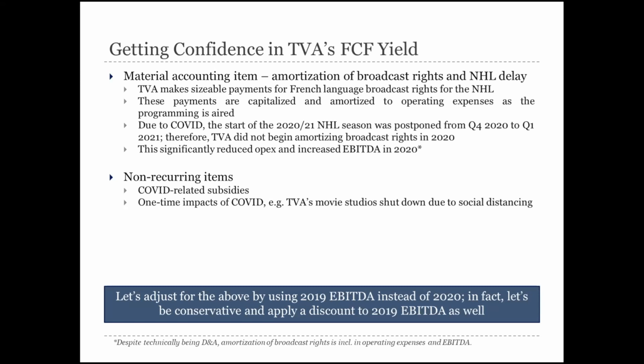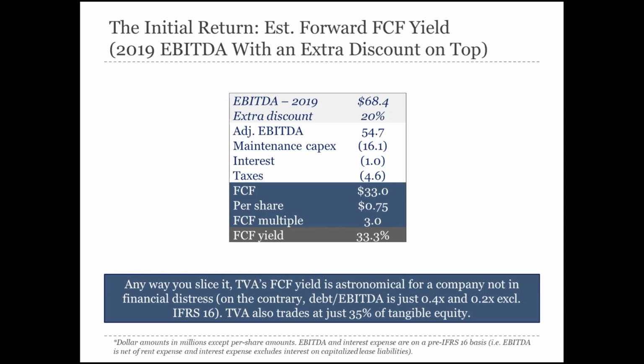And in fact, let's be even more conservative and apply a hefty discount to 2019 EBITDA as well. Here I've done that. Now, what is our initial purchase price rate of return based on what I've just outlined? So I'm going to take 2019 EBITDA, 68 million, apply a further 20% discount. We're left with 55 million versus over 80 million that they actually generated in 2020. Subtract maintenance capex, interest, and taxes, and we're left with a free cash flow per share of 75 cents. So even after these adjustments, we have a 33% free cash flow yield.